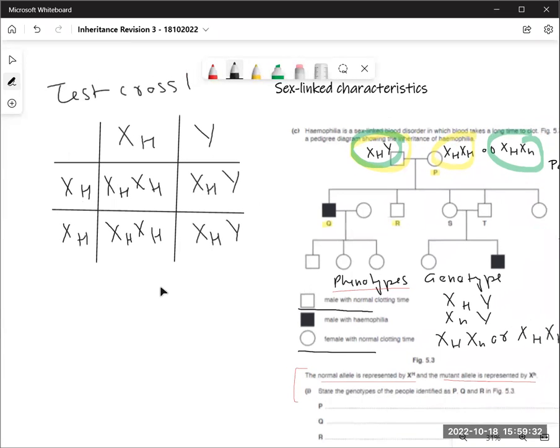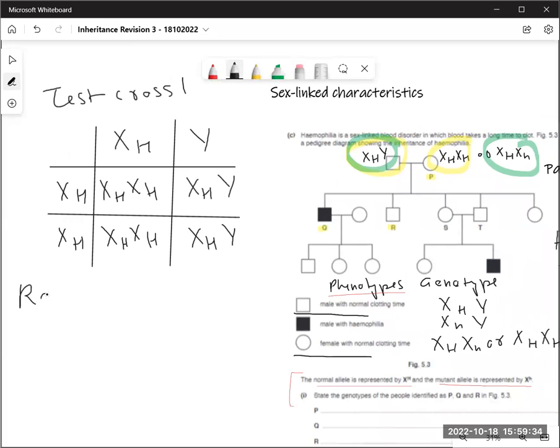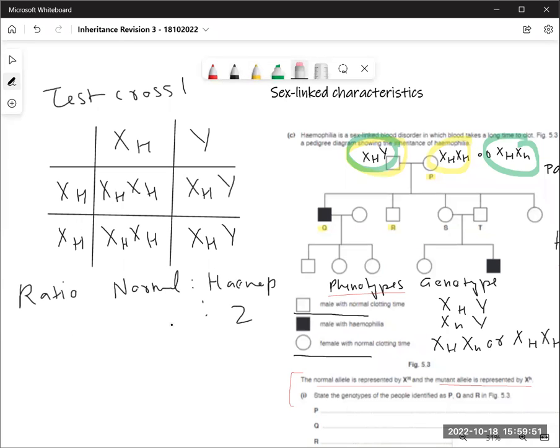Therefore, what is the possibility? Let's write the ratio here. What is the ratio we are getting for normal and for hemophilia? 2:2. Not really, just a second. There is no one over here with hemophilia. To be hemophilia, you must have small h, right? So normal are 4, and hemophilia are 0.